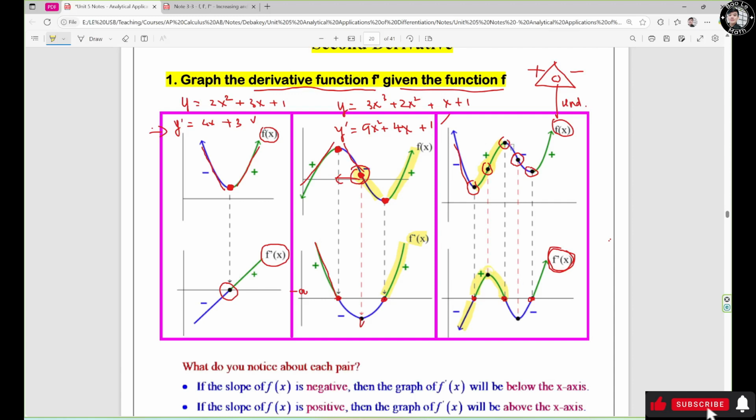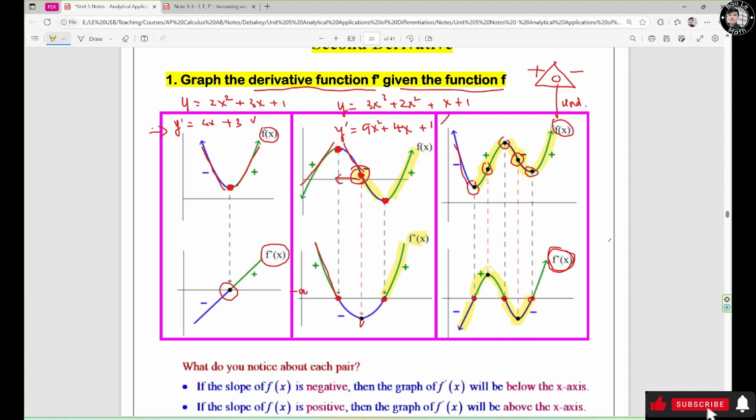Similarly, I'm going to draw the tangent line right here. I see that the slope is negative, so it should be below the axis. Similarly, for this one, the slope is negative, so it should be below the axis. Then the point of inflection right here becomes the minimum value. And then the last one, I'm going to draw the tangent line of this part.